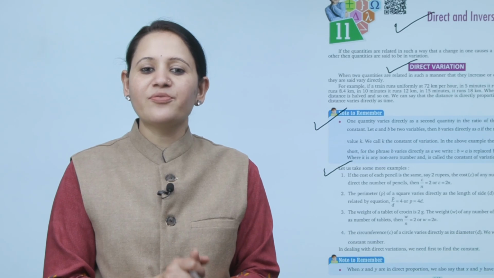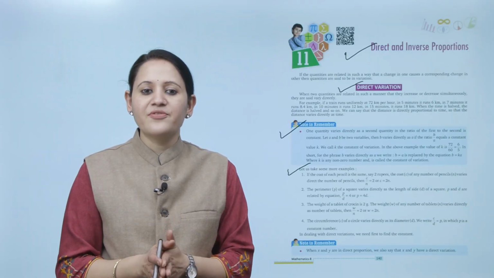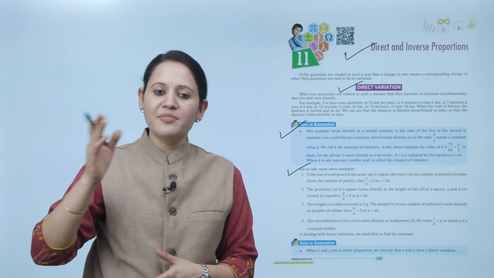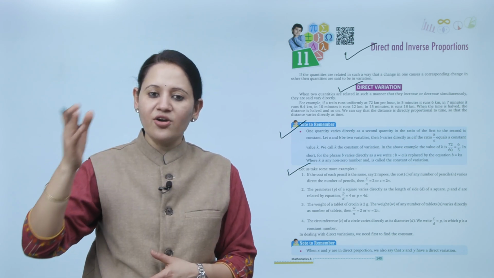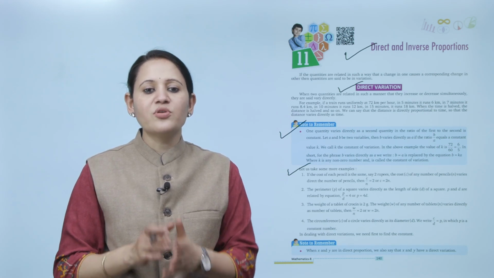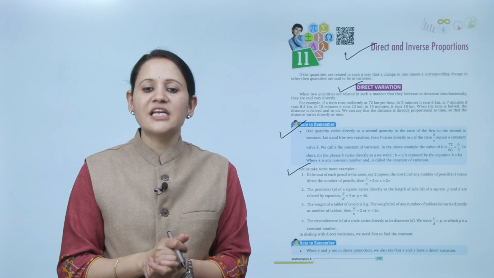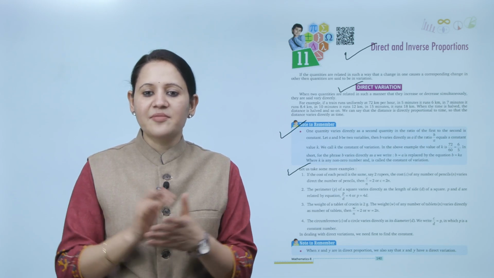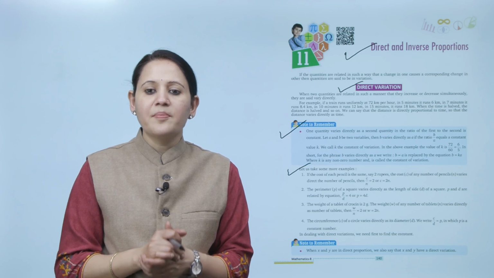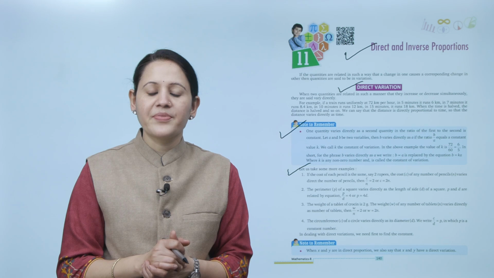The weight of a tablet of kerosene is 2 gram. The weight of any number of tablets varies directly as the number of tablets, means as the number of tablets increases, their weight will also increase. So W upon n equals 2, or W equals 2n. The circumference C of the circle varies directly as its diameter, that can be written as C upon D equals π, in which π is a constant number.